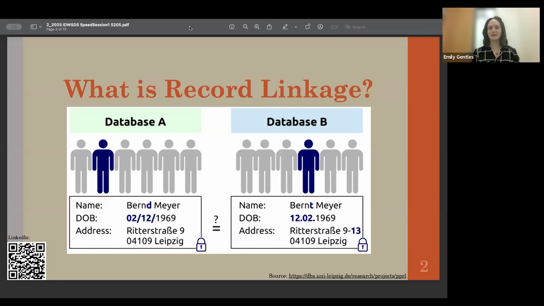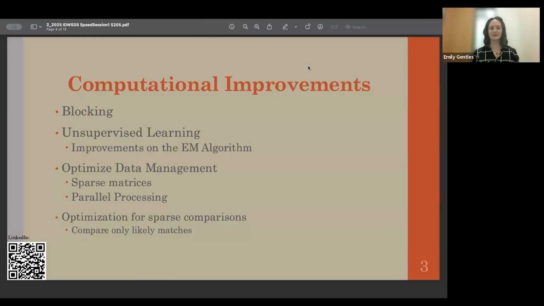However, you can imagine that if we want to compare every record to every other record, the amount of comparisons increases very quickly. I'll quickly note also that privacy preserving record linkage is a kind of extension of record linkage where we would be doing this linkage without any of this personal identifying information. So we can advance to the next slide. With so many different comparisons, we need to be able to do this efficiently.